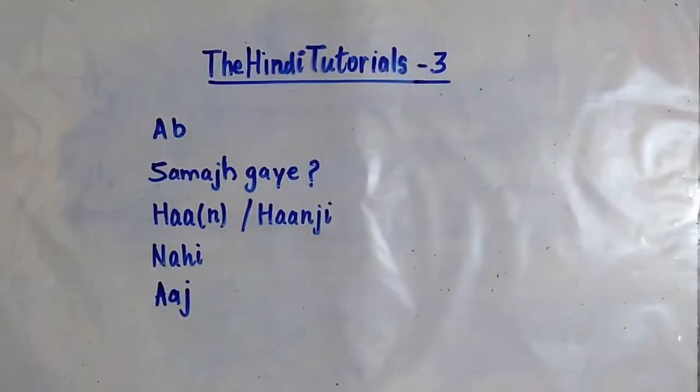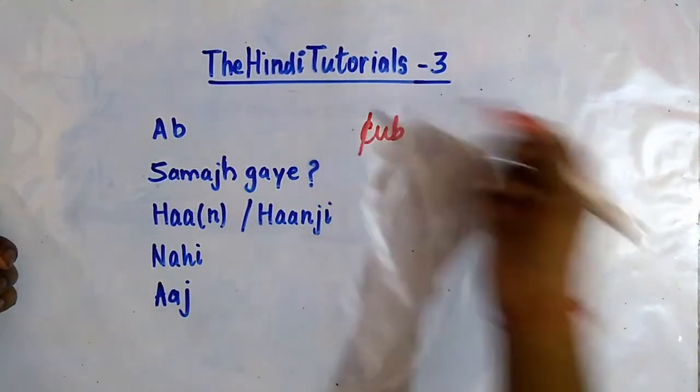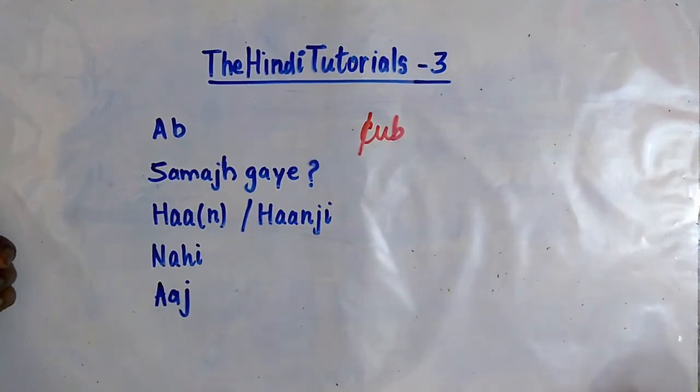Moving ahead, the next word is ab. Just pronounce kab and remove C from it. So it's ab, which means now.